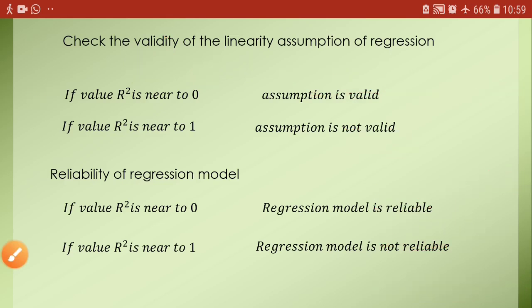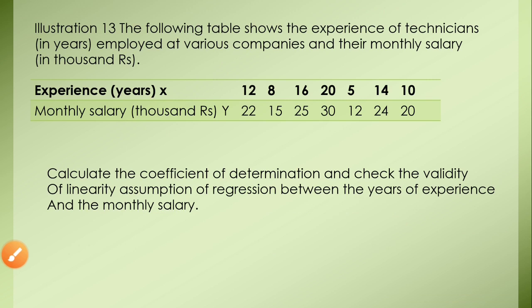So let's start the next question. We are doing illustration number 13. The following table shows the experience of technicians employed at various companies and their monthly salary in 1000 rupees. Experience: 12, 8, 16, 30, 5, 14, 10. Monthly salary: 22, 15, 25, 20, 12, 24, 20. Calculate the coefficient of determination and check the validity of linearity assumption of regression between the experience and salary.